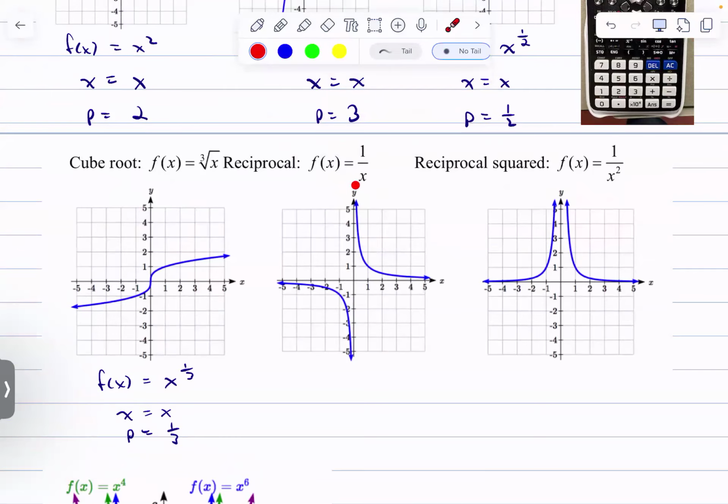How about these last two? The reciprocal and the reciprocal squared, 1/x, 1/x squared.